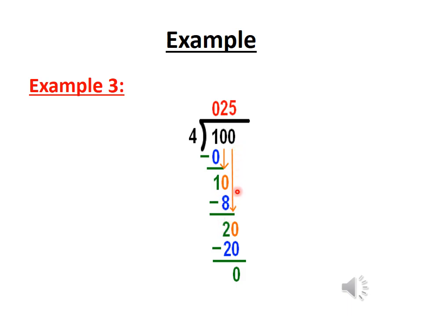Now you bring down the second 0. So 20. You ask, 4 times how many equals 20? 4 times 5. You put the 5 above the second 0. Now you multiply. 4 times 5 equals 20 in the blue color. Now you subtract: 20 minus 20 equals 0. So the remainder is 0. So 100 divided by 4 equals 25.